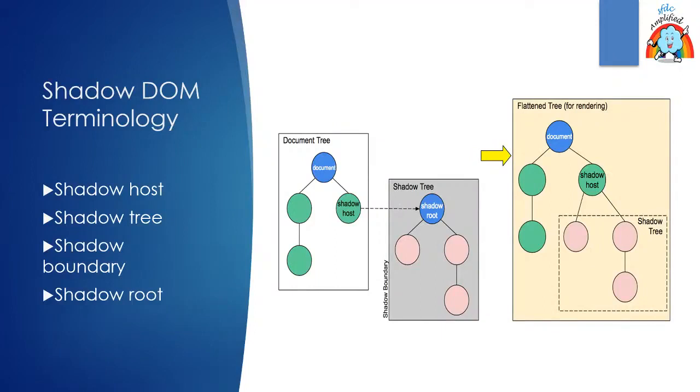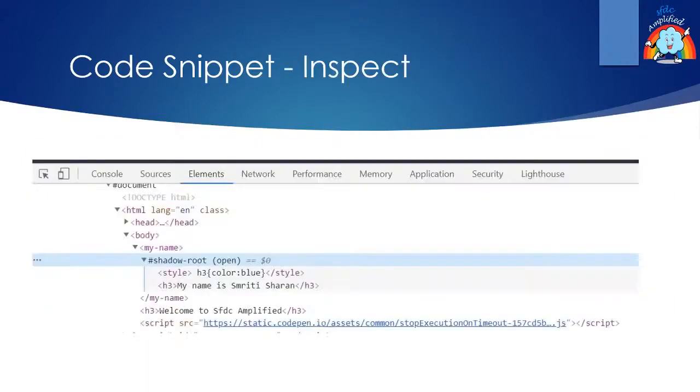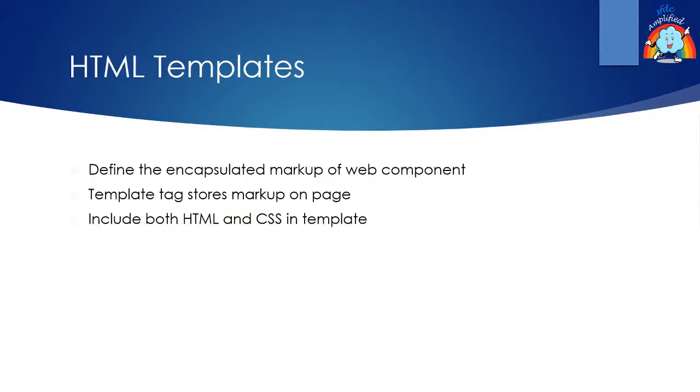So this is how we understand how the shadow DOM works and the terminology associated with it. If you like, you can go ahead and try the code snippet and see how it works for you, but it is not required. And then the next topic is HTML template. So what is HTML template?